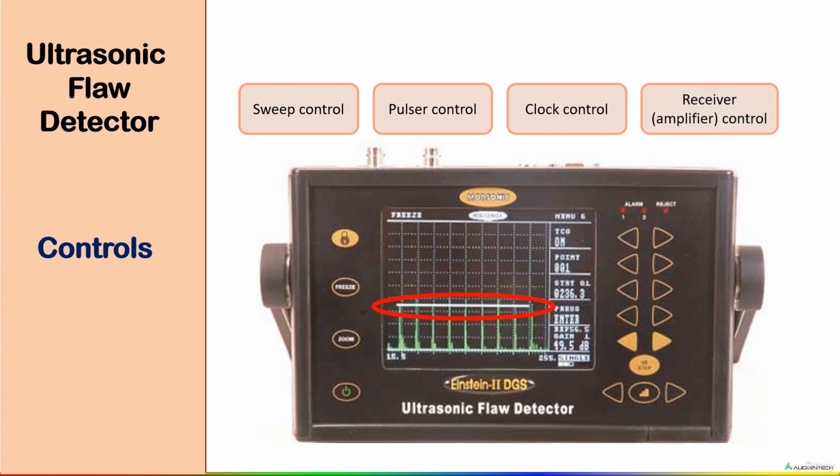The last one is receiver or amplifier control. The amplifier amplifies the received signal from the transducer. All these controls and the working of the ultrasonic flaw detector will be explained in detail in the video attached with this course.